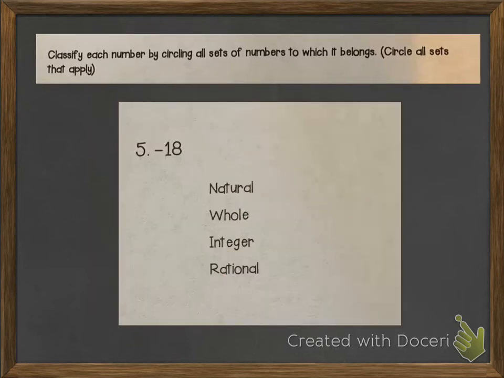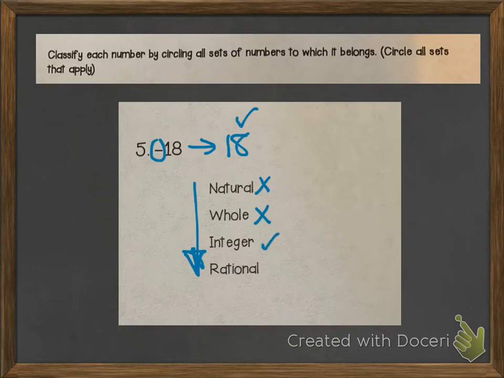Looking at negative 18, we have a negative in there. Therefore, we know that if I were to count to 20, I would never say negative 18, so therefore it's not a counting number. If I am a whole number, I am a counting number and 0. Therefore, I would never say negative 18 counting to 20. Integers are whole numbers and their opposites. So if I'm looking at negative 18, the opposite of negative 18 would be 18. That is a whole number and its opposite. Therefore, it is an integer. If it's an integer following my arrow, it is also a rational.